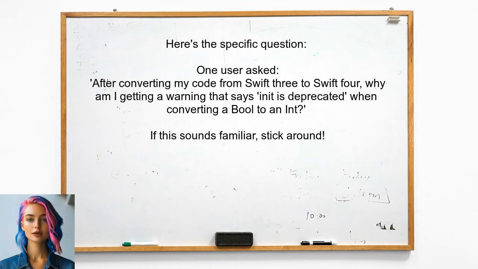Let's dive into the specific question at hand. One user recently asked, "After converting my code from Swift 3 to Swift 4, why am I getting a warning that says 'init is deprecated' when I try to convert a bool to an int?" If this sounds familiar, stick around as we explore the solution.